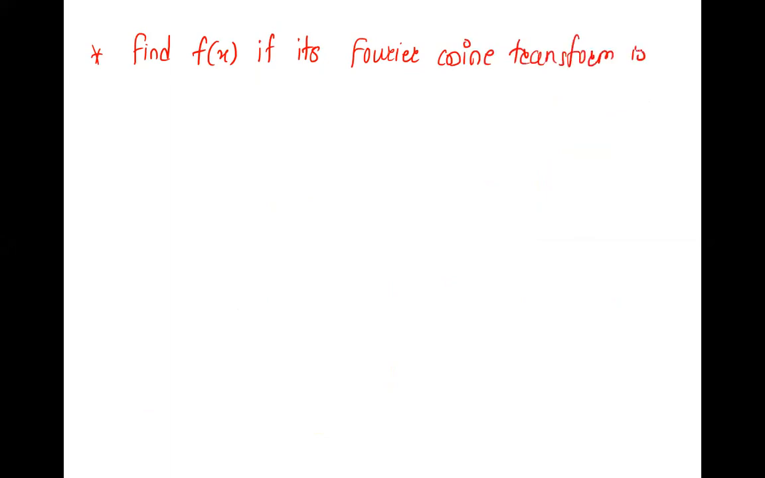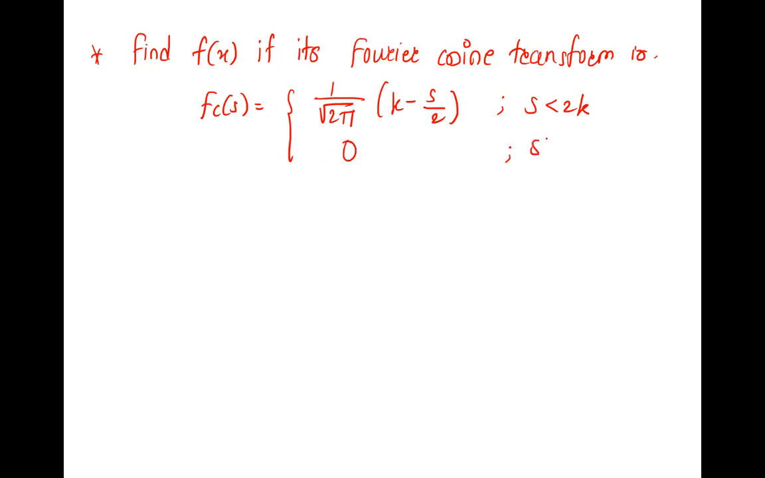Next question. Find f of x if its Fourier cosine transform is 1 upon root 2 pi into k minus s by 2 when s is less than 2k, and is 0 when s is greater than 2k.